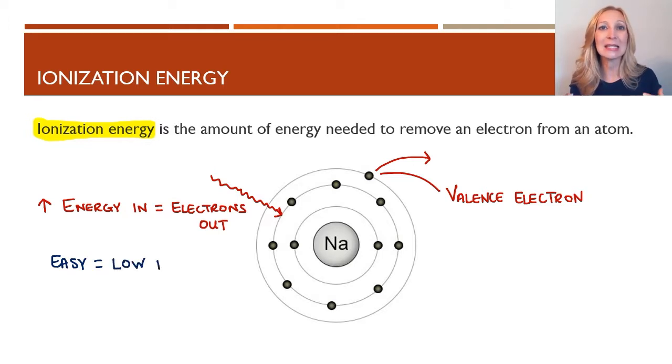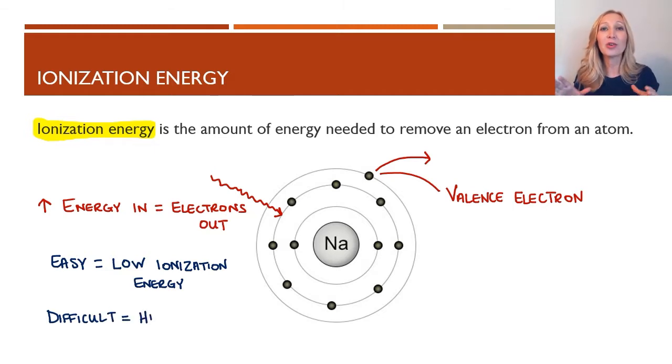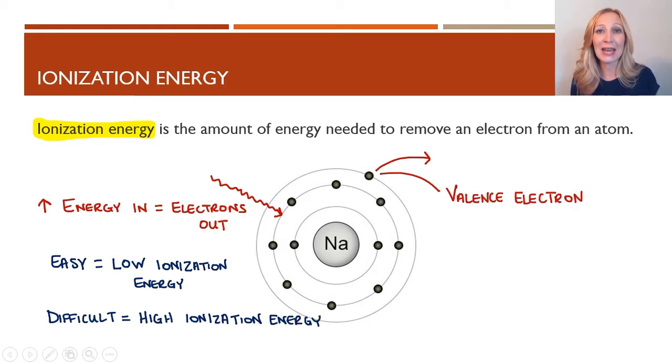Think about your daily life. If a task is easy to complete, that generally means that it requires very little energy. On the other hand, if something is very difficult to complete, then it requires a very high amount of energy. So for some atoms, it's really hard to steal that outer electron away, so it's going to require a great deal of energy. They have a very high ionization energy because it's very difficult to remove an outer electron. So every atom is different, and every atom has a different ionization energy.